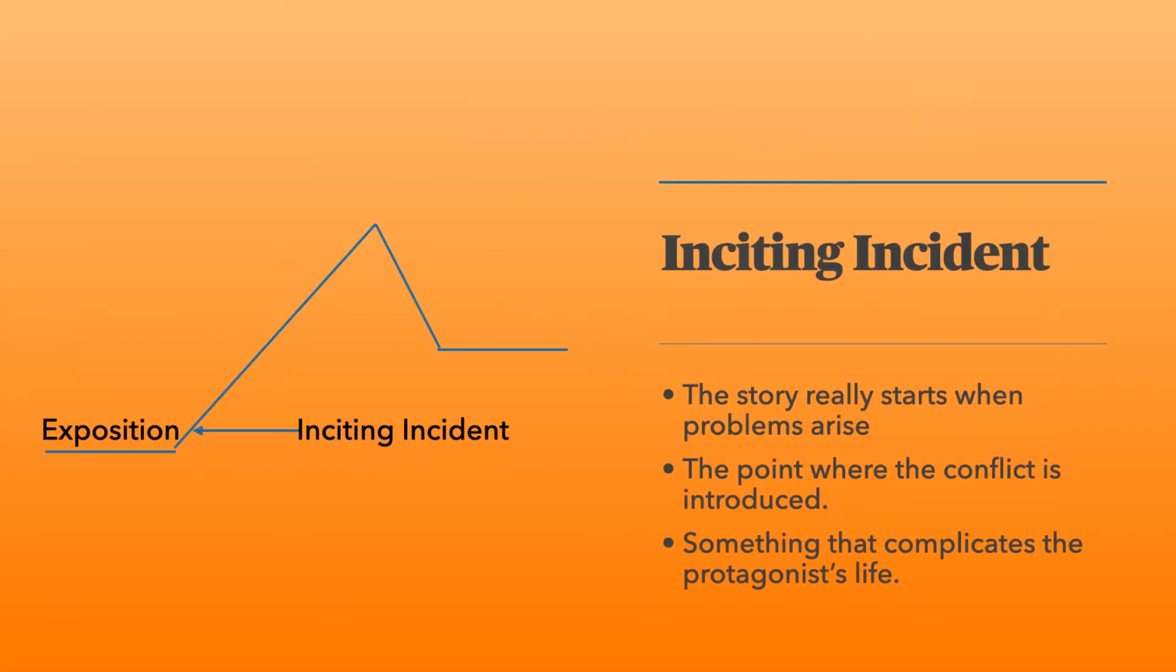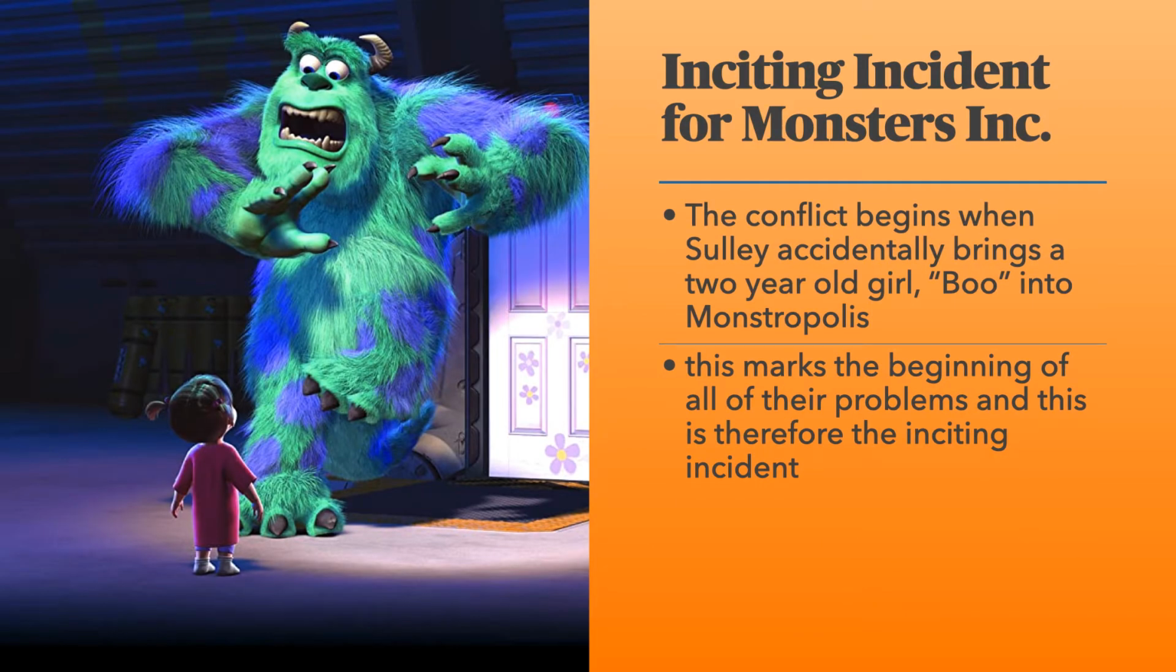The inciting incident is when the story really gets going and the problems start. It's the point where the conflict is introduced, something that complicates the protagonist's life. In Monsters, Inc., the conflict begins when Sully accidentally brings the 2-year-old girl Boo into Monstropolis. This marks the beginning of all their problems and is therefore the inciting incident.